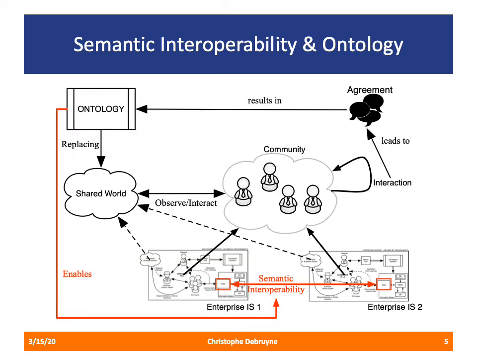So what will happen when two such information systems need to interoperate in a meaningful way? Well, they will send delegates, representatives of their information system that will constitute a community. The community will look at the real world they share and interact with each other using their natural language to come to the necessary agreements that will finally result in the ontology. That ontology will be used to replace their shared world, and that ontology will enable semantic interoperability by annotating application symbols in their respective systems so that that information can be shared via that ontology.